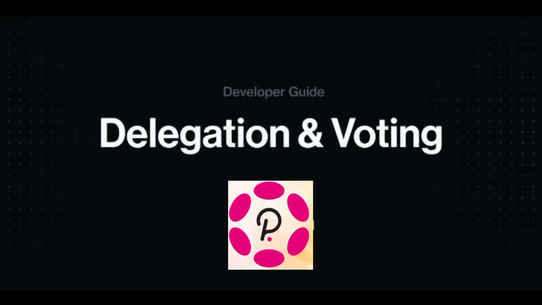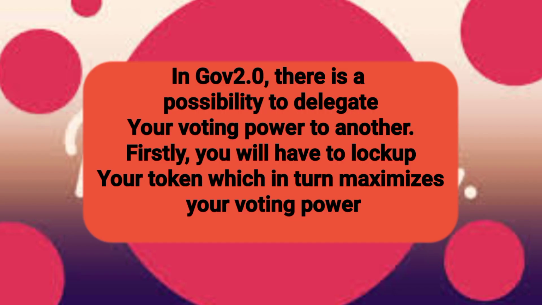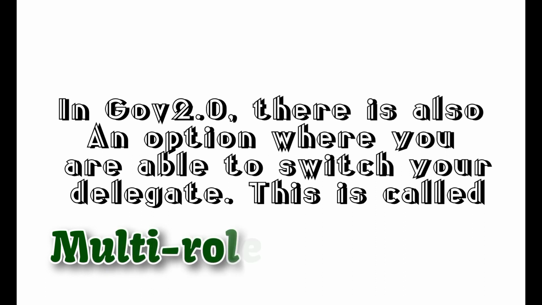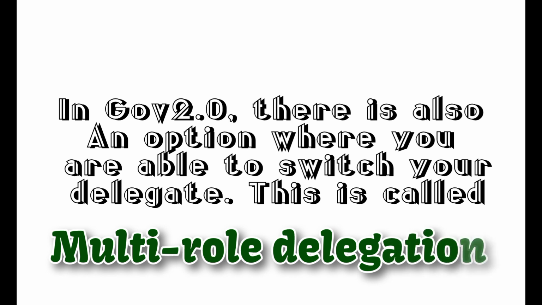There is also an option to delegate your voting power to another. You will have to lock up your token for various enactment periods, which in turn increases your voting power depending on the time frame you're willing to lock up the token for. In Polkadot Governance 2.0, there is also an option to switch your delegate if you so wish. This is the concept called multi-role delegation.